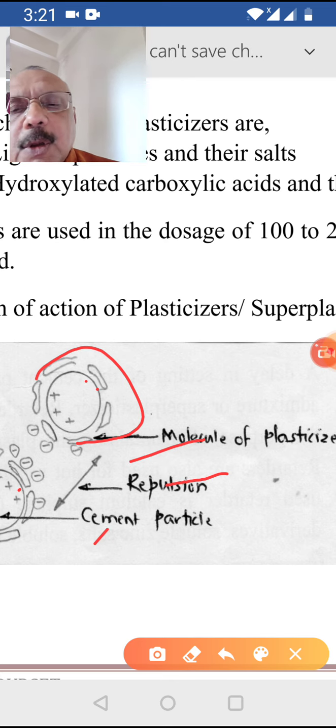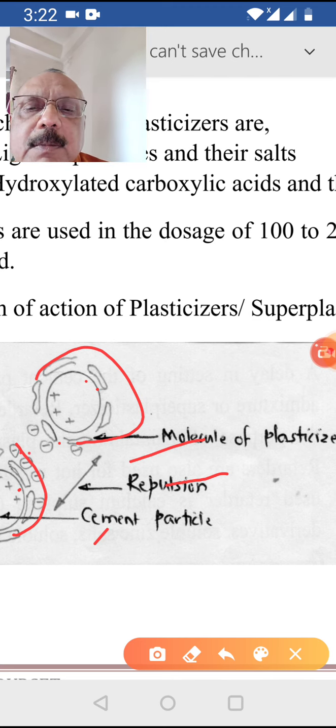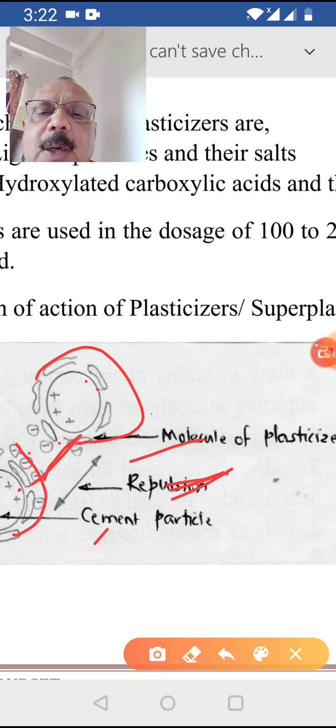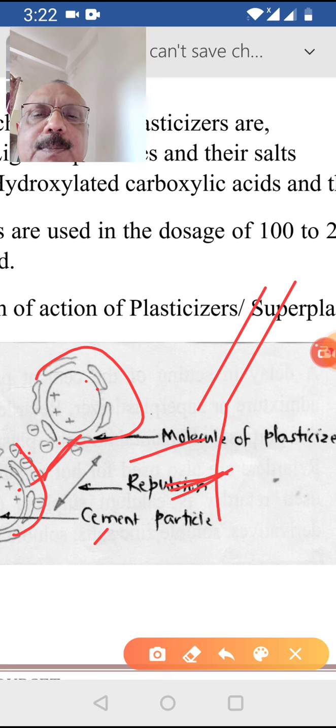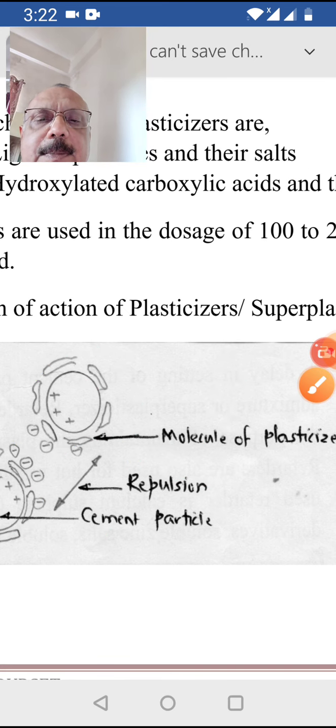Now, these molecules or this molecular film causes a negative charge on the cement particles. You can see negative here, negative here. So, these negative charges will cause repulsion between the cement particles, and the cement particles will be pushed apart. So, their coming together is less.